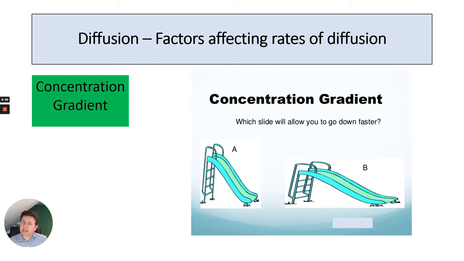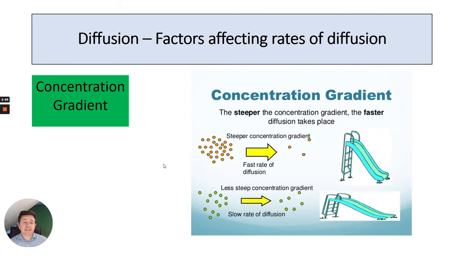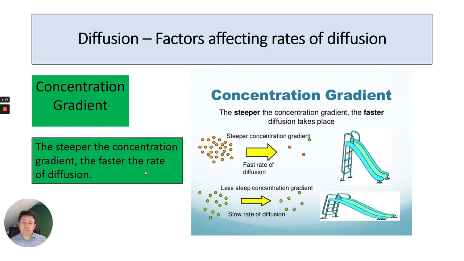Concentration gradient. It's quite difficult to understand what a concentration gradient is, but I like to think of it as a slide. So here we've got A and B. A is a steep slide, B is a more shallow slide with a shallow gradient. What happens is the steeper the concentration gradient, the faster diffusion takes place. If you've got a higher concentration and a very low concentration, there's a fast rate of diffusion. Whereas if you have a less steep concentration gradient, where the concentrations are similar, there's a slower rate of diffusion. Still going from a higher to a lower concentration, but it is slower. This is the key thing you need to remember: the steeper the concentration gradient, the faster the rate of diffusion.